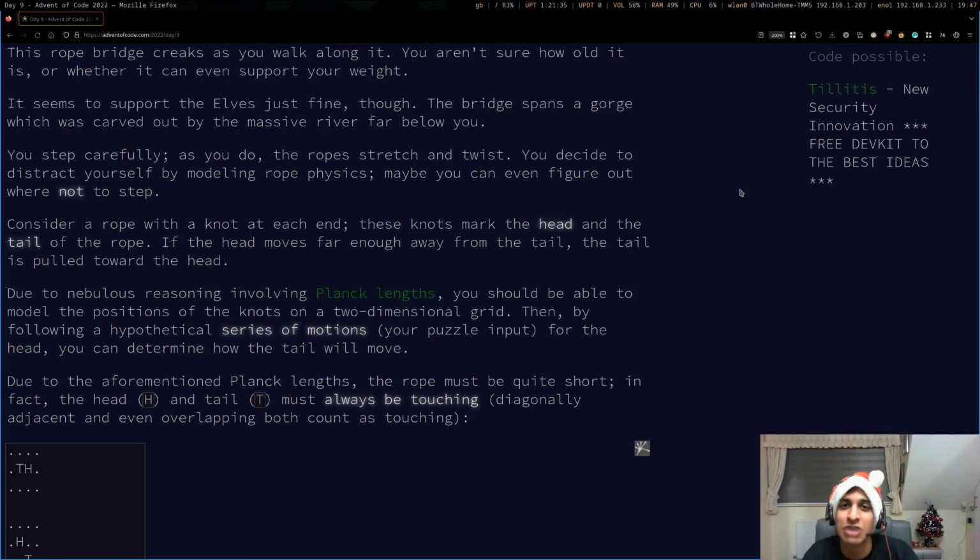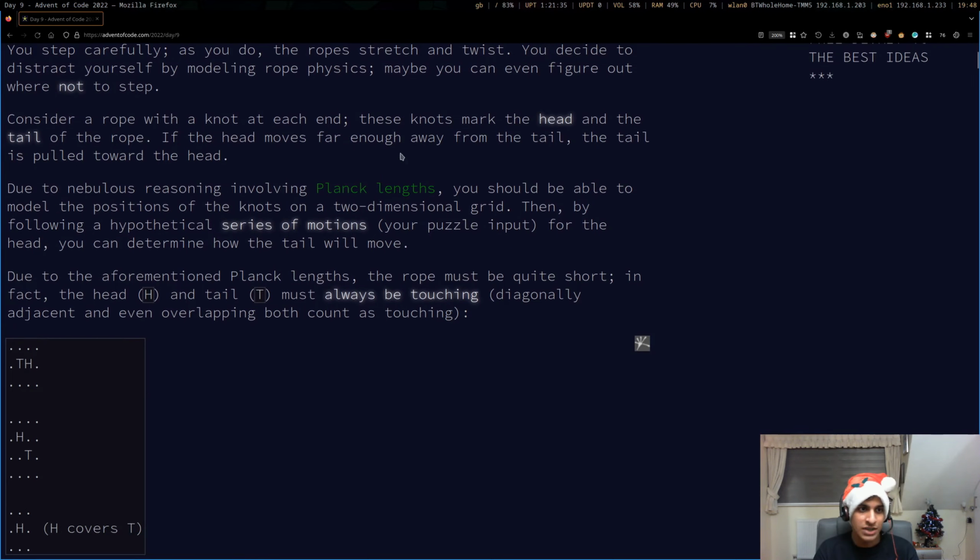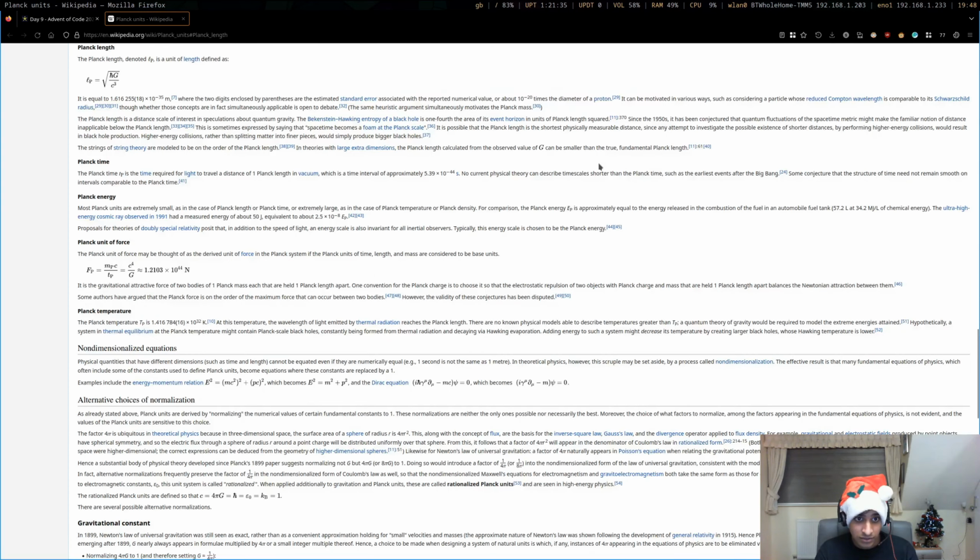Okay, so you're distracting yourself as an elf or as a human as you walk across the rope bridge. And the way you're doing that is by modeling the physics of the rope. Consider a rope with a knot at each end. These knots mark the head and the tail of the rope. If the head moves far enough away, the tail is pulled towards the head, due to nebulous reasoning involving Planck lengths.